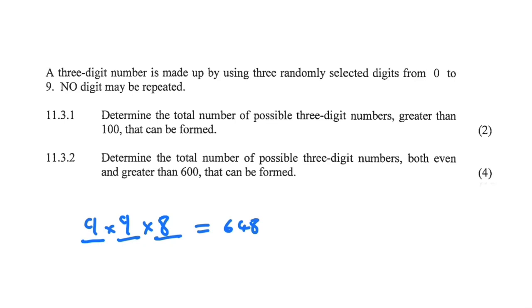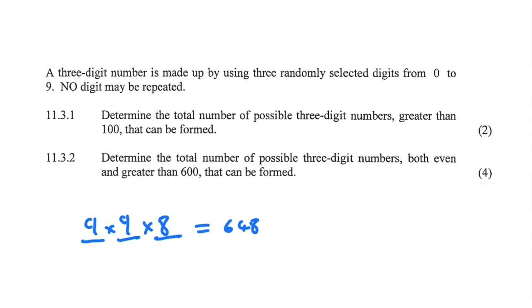What does greater than 600 imply? It implies that on the first position we can only have 6, 7, 8, or 9, because if a number starts with 6 and no repetition is allowed, then it will be greater than 600 because we cannot have 2 zeros. So if it starts with 6, 7, 8, and 9, we don't have any issues.